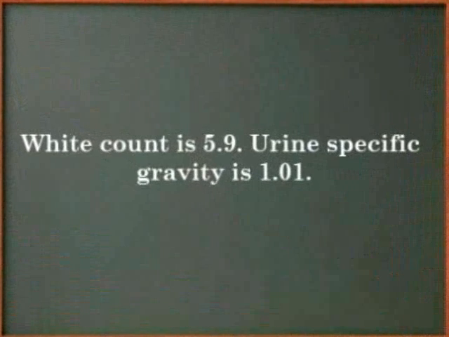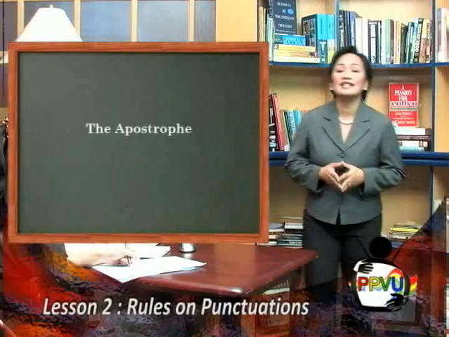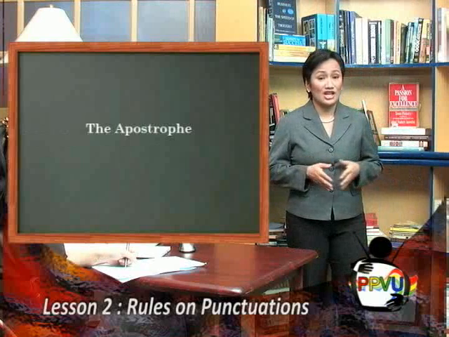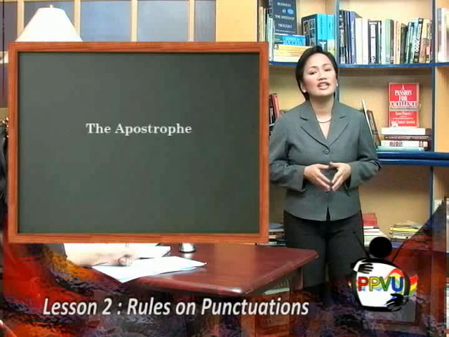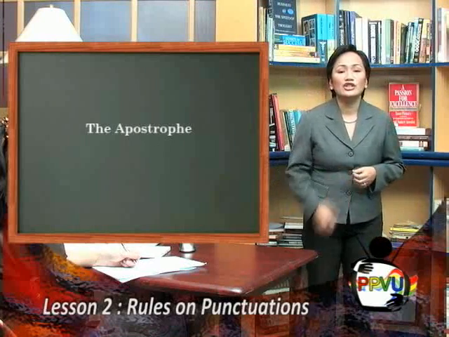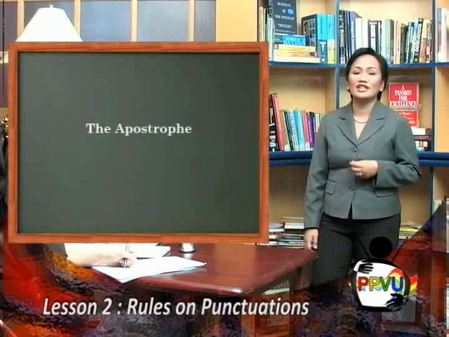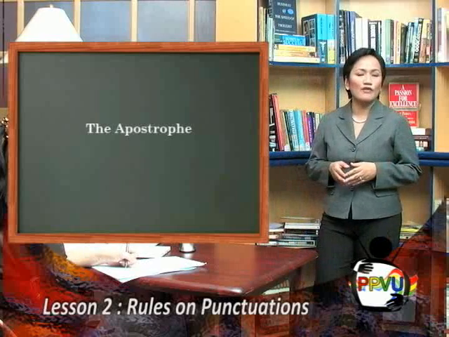We also have the apostrophe. An apostrophe has many uses. Most common to us is to show possession and form some plurals, as we have seen in our previous lesson, and to denote omitted letters or numbers in contractions. Here are some examples of the common use of the apostrophe.